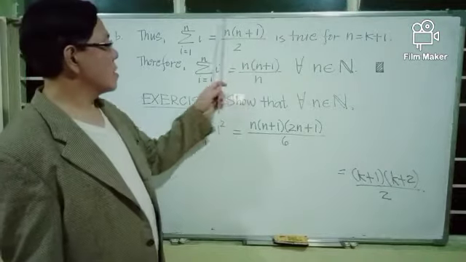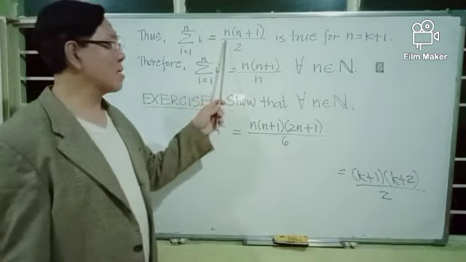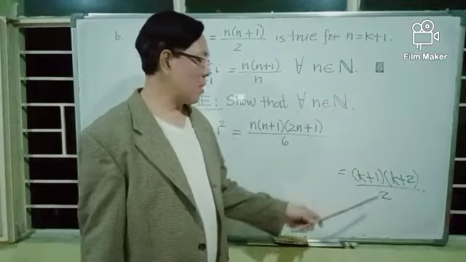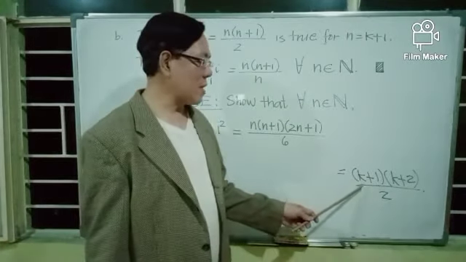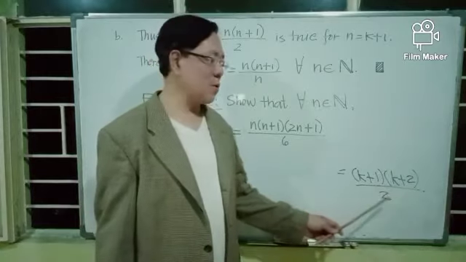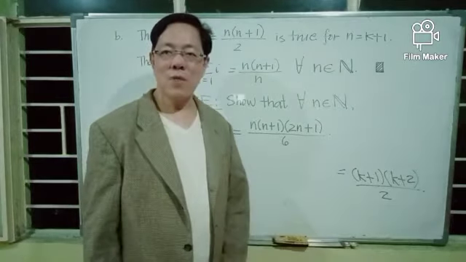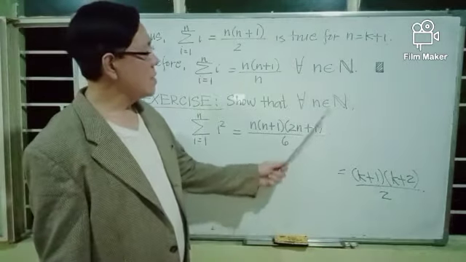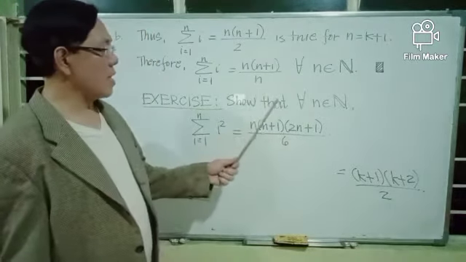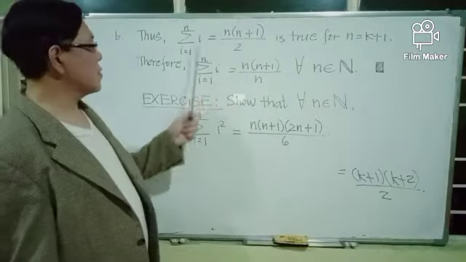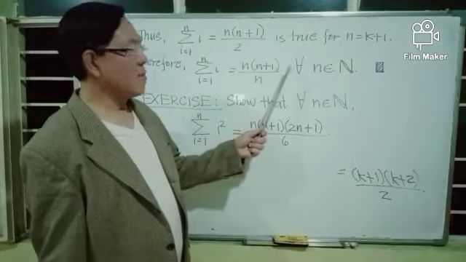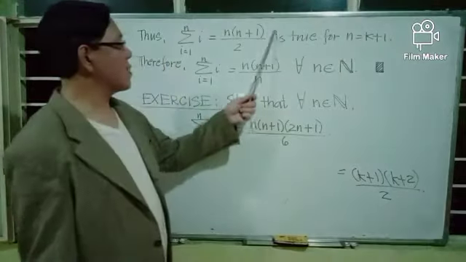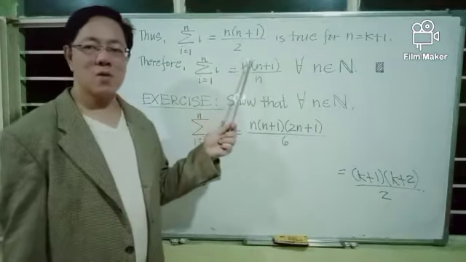And this right hand side, n times n plus 1 all over 2 for n equals k plus 1, we have shown is also equal to quantity k plus 1 times quantity k plus 2 all over 2. Therefore, if for every natural number n equals k the statement is true, we have shown that for the integer k plus 1, the given statement or equation is also true.